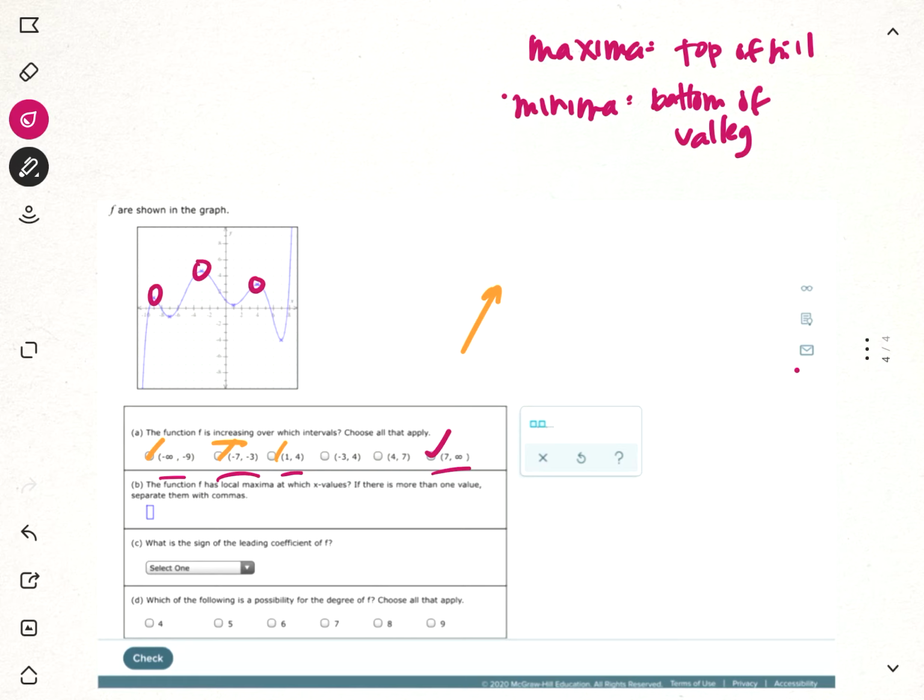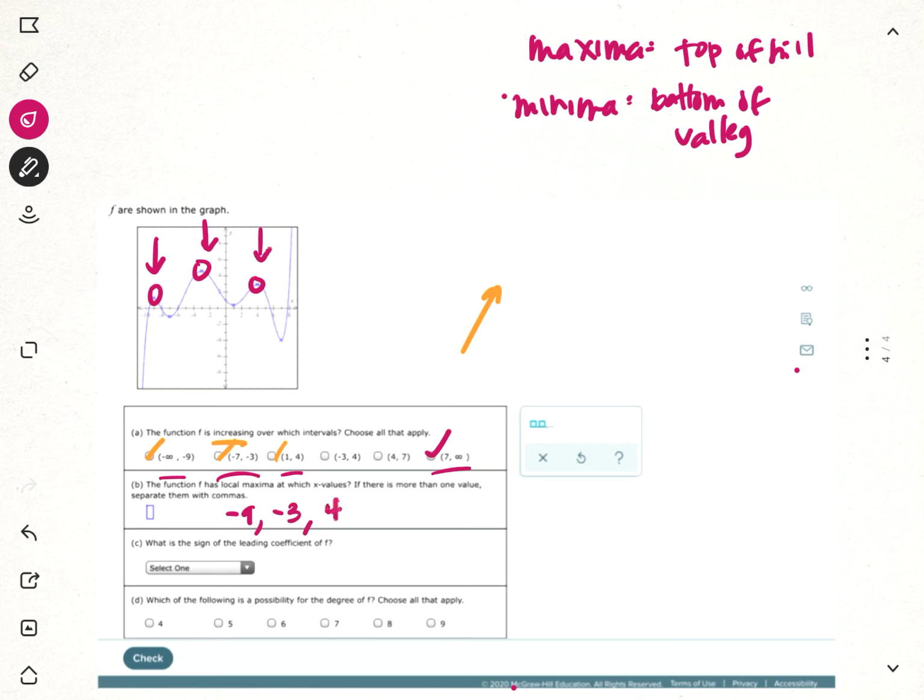So it says to list them. I think there's one at -9, right? That's this one. And then there's one at -3. And there's one at +4.